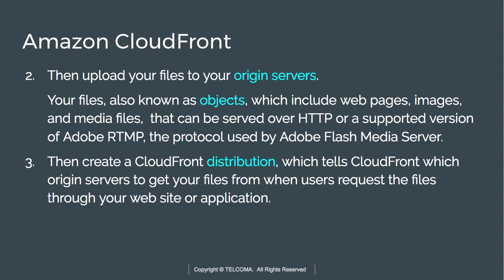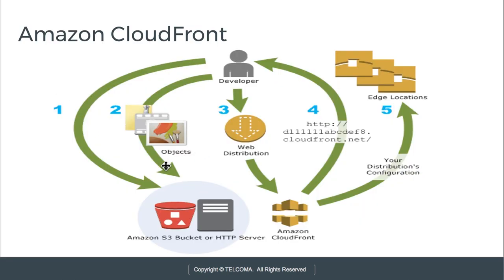And then we create a CloudFront distribution of that. So we will create a distribution through any website or application. Let's have a look at this. Suppose this is an Amazon S3 bucket or HTTP server. This is a developer. First, the developer will add some files, uploading the objects. Then it will create a web distribution with the help of CloudFront. It then creates the distribution to the edge locations. So we have the developer, the S3 bucket or any server, and then multiple edge locations. It will create a distribution of whatever data you want to distribute across various edge locations.